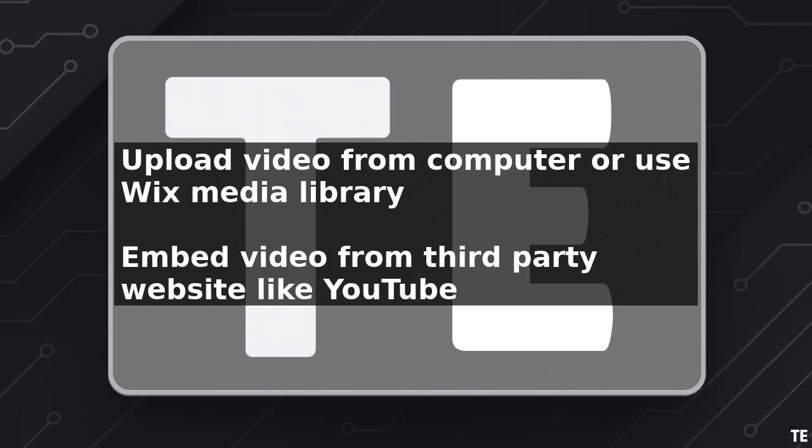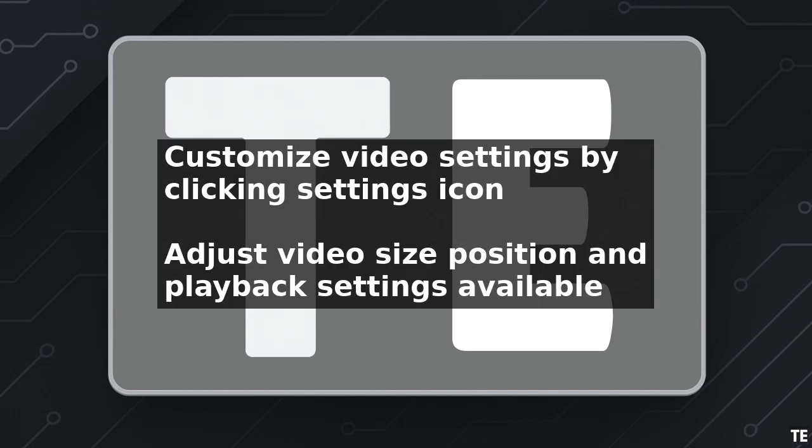Once the video is uploaded, you can customize its settings by clicking on the video and then clicking on the settings icon. Here you can adjust the video size, position, and playback settings. You can also add a title, description, and tags to your video to make it more discoverable.